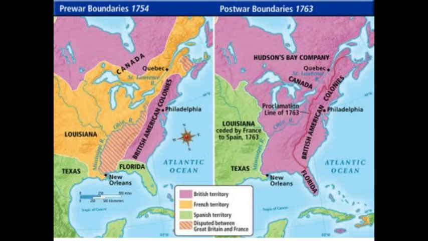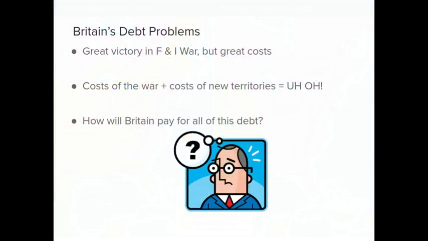So they have to spend money to protect that, send troops over, figure out what's there. So that's a lot of new debt that's going to come in. So how are they going to pay for all this debt is the big problem. So, Parliament develops a plan.